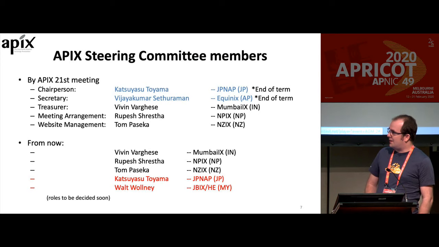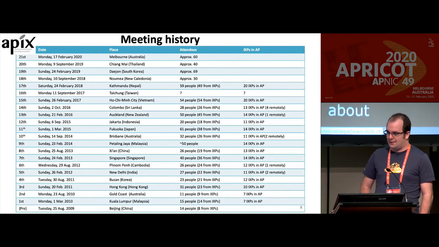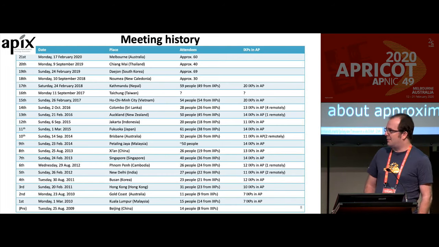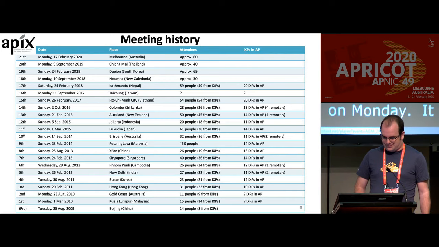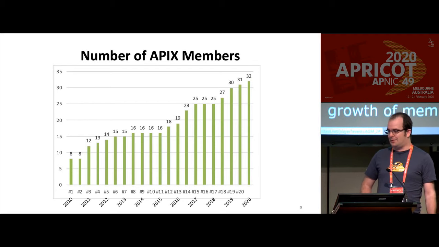This is a history of our meetings. We had approximately 60 attendees during the meeting on Monday. It's continuing to get bigger as well as our membership grows. Here's a chart showing the growth of members as well. So when we started out, there were 8 members who founded the organization. Now we're up to 32 members.